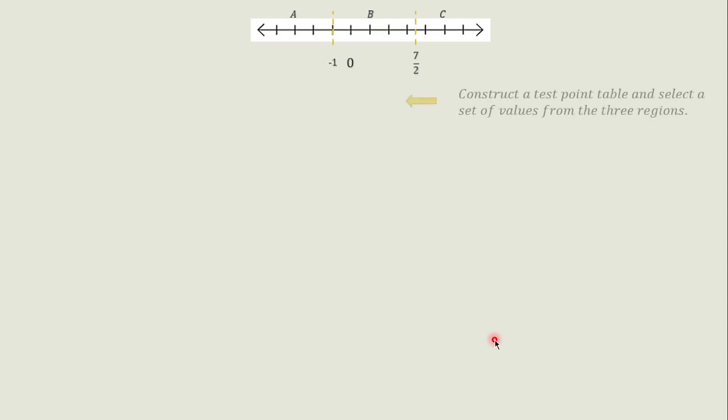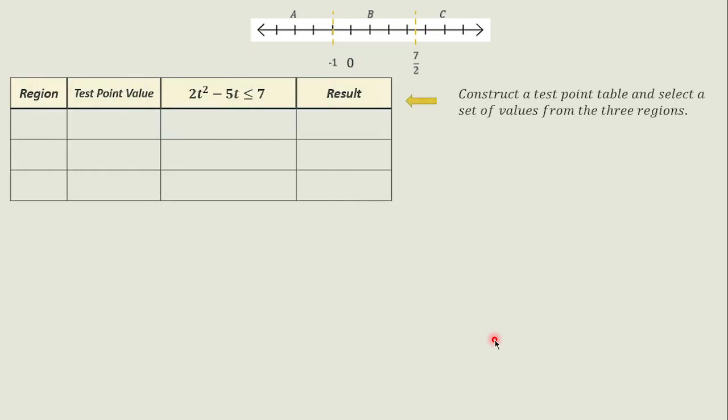Now, we are going to construct again the test point table. So, the same format, yung mag-iiba lang yung column 3. So yung given natin na quadratic inequality, the original quadratic inequality, is 2t squared minus 5t is less than or equal to 7. So region A, B, and C. Now let's find our test point value. For region A, yung pinili ko is negative 2. For region B, available nga ulit si 0, so si 0 yung pinili ko. For region C naman is 5.